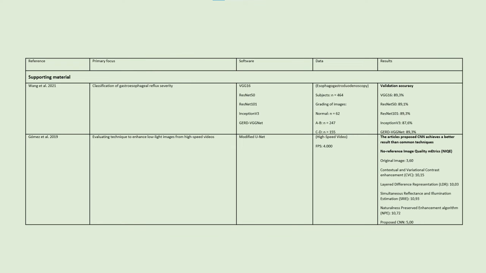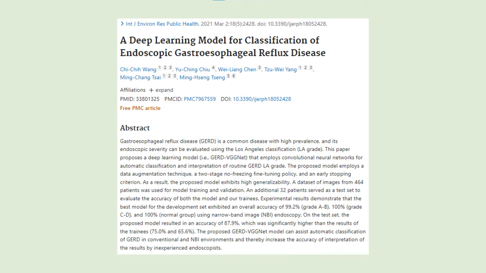Supporting studies of interest include neural networks for gastroesophageal reflux and optimizing pictures of high-speed videos for quantification. This paper by Wang and co-authors from 2021 proposes a deep learning model for automatic severity grading of gastroesophageal reflux disease called GERD-VGG-Net. They compared four neural networks: VGG16, ResNet 50, ResNet 101, and Inception version 3, trained on 464 subjects and tested on 32 subjects.